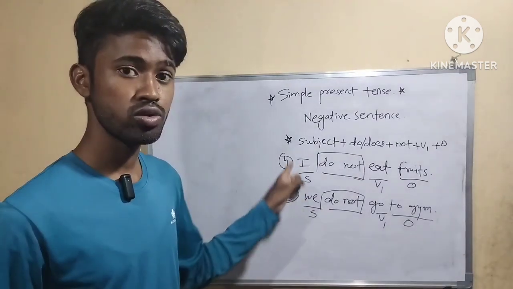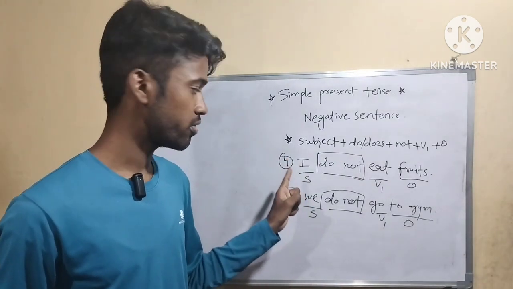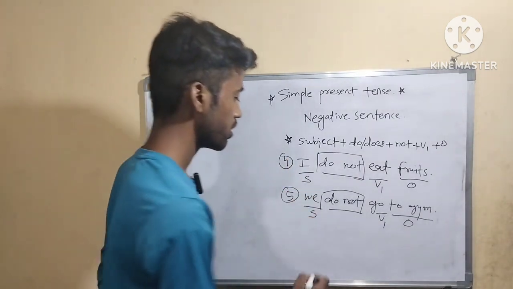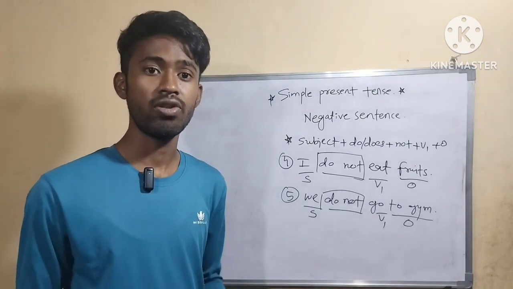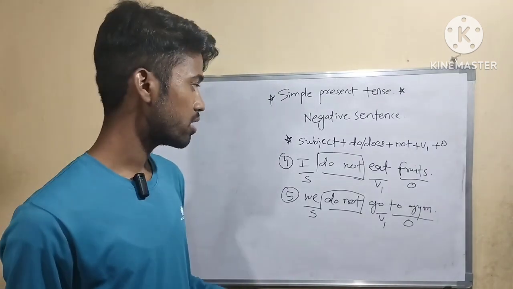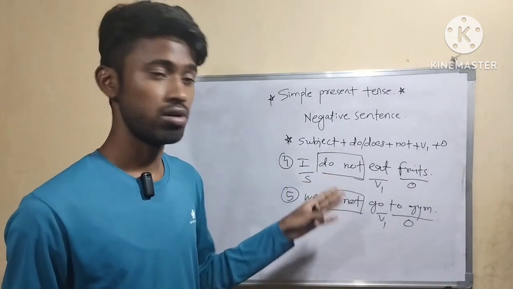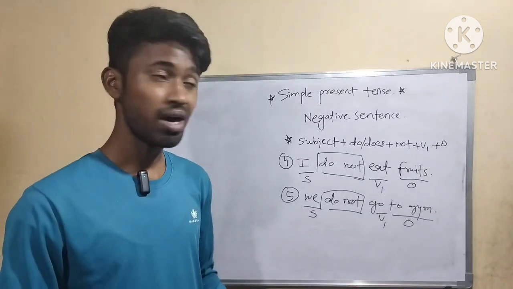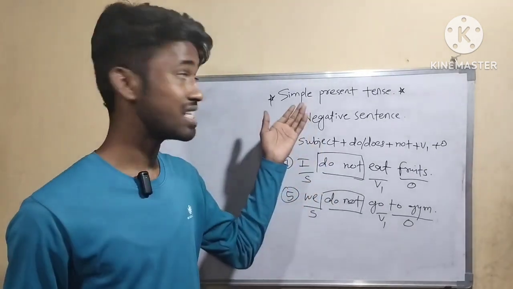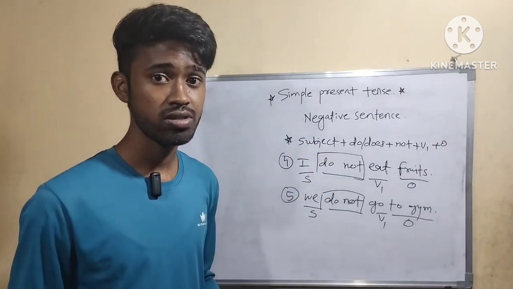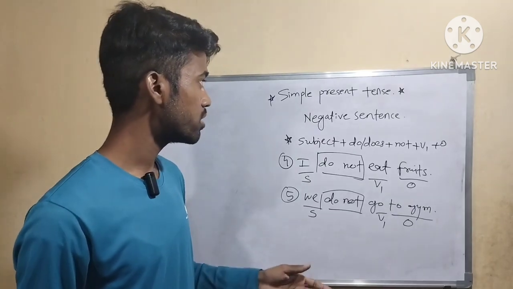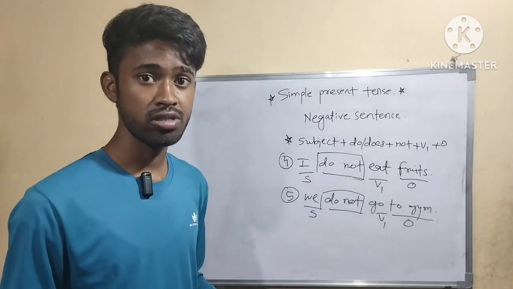Because here these two subjects are first person, and does we only use for third person singular, and apart from that we use only do. Okay, so this is all about negative sentences in simple present tense. So after this we will discuss the interrogative sentences.